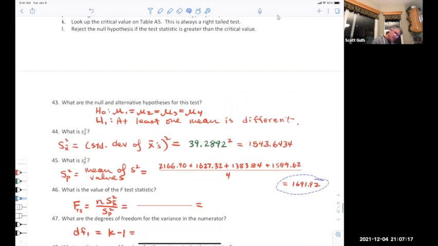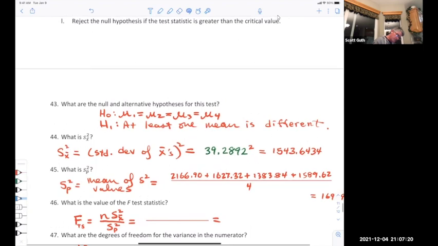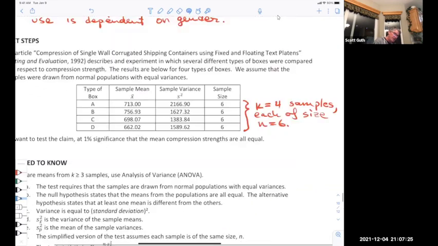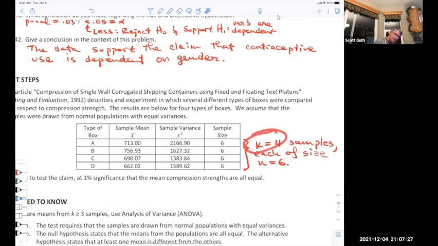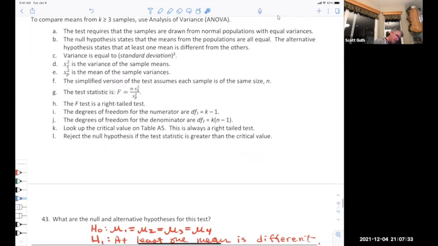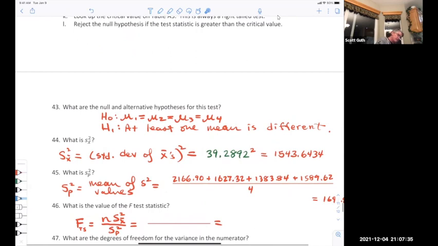Okay, now the F statistic, you can see down here, I've got all set up. So the F test statistic is the common sample size. And just as a reminder up here, there's four samples. Each of them have size six, and that's our common sample size. So we're going to use six for N. Let me move that down a little. Okay, so six for N, and then the standard deviation of the sample mean squared, or the variance of the sample means, is this number up here, the 1543. So we'll paste that in.